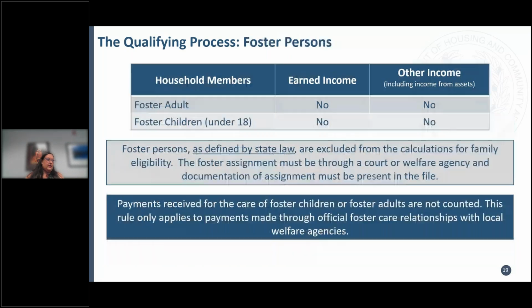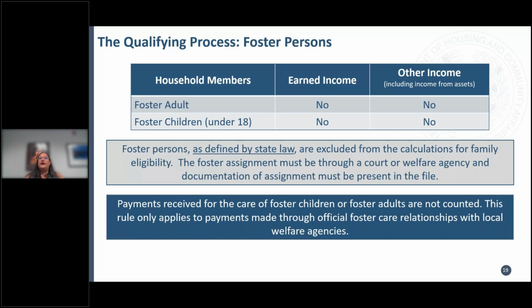Okay, so now we're going to talk about foster adults and foster children. This is a change through the HOTMA guidance that came out and went into effect January 1st, 2024. Foster persons as defined by state law are now excluded from the calculations for family eligibility, but the foster assignment must be through a court or welfare agency, and documentation of the assignment must be present in the file.